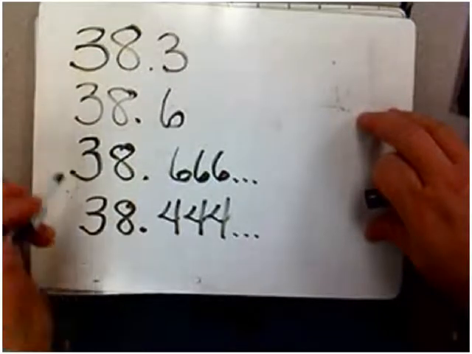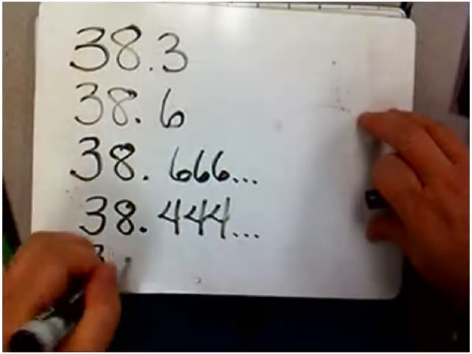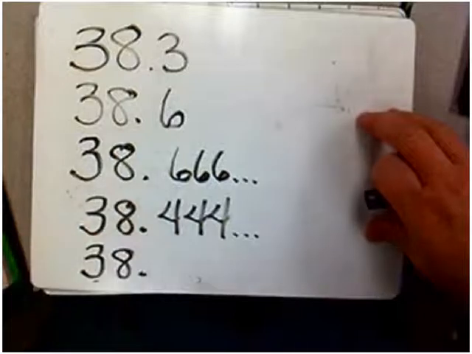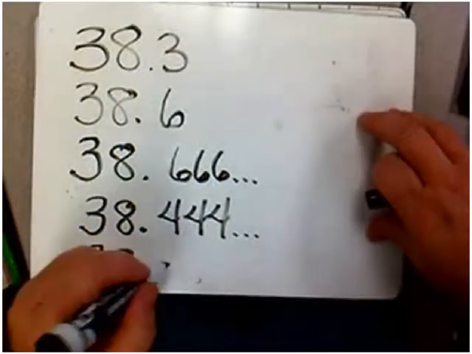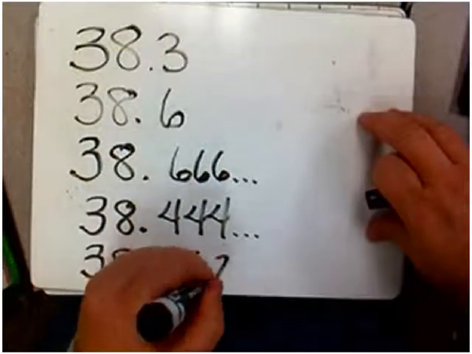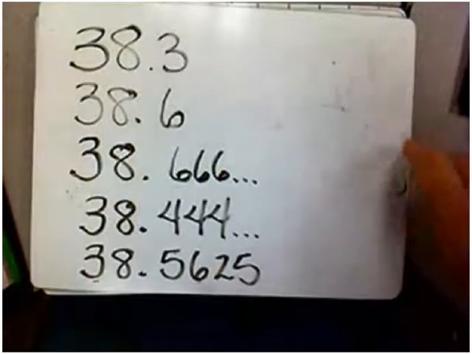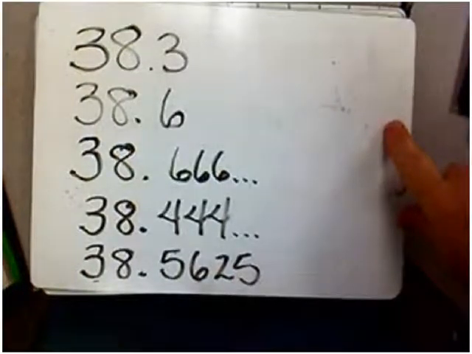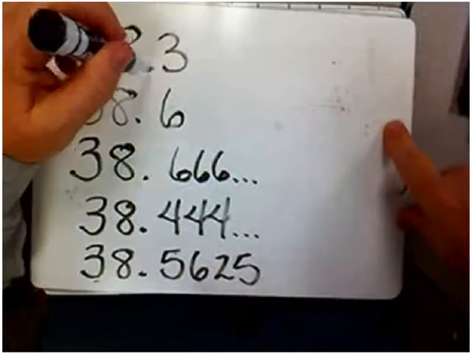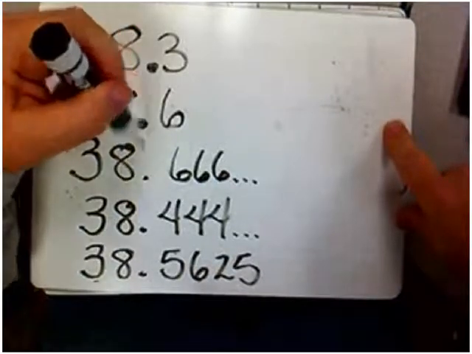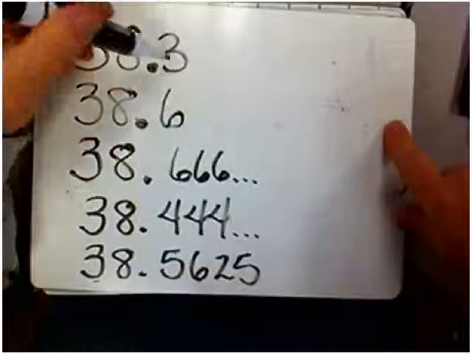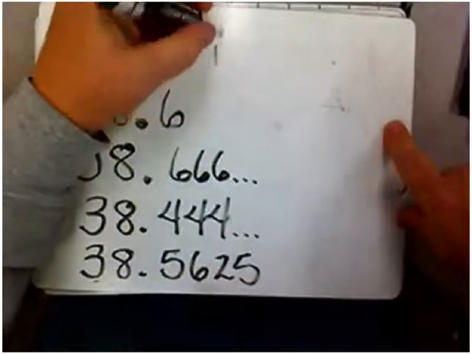And then 38 and 9/16. So now we have to figure out what 9/16 is. 9 divided by 16 equals 0.5625. All right, so now we have to look at all the numbers. Once we write them all down, we take a look at all of them. They all have a 38, so we get to ignore that, don't we? We have to find the smallest one. 38.3 would be our first one.